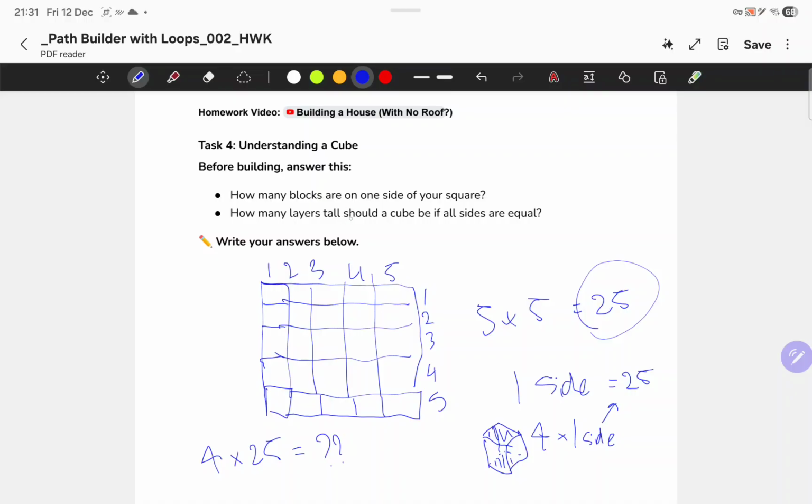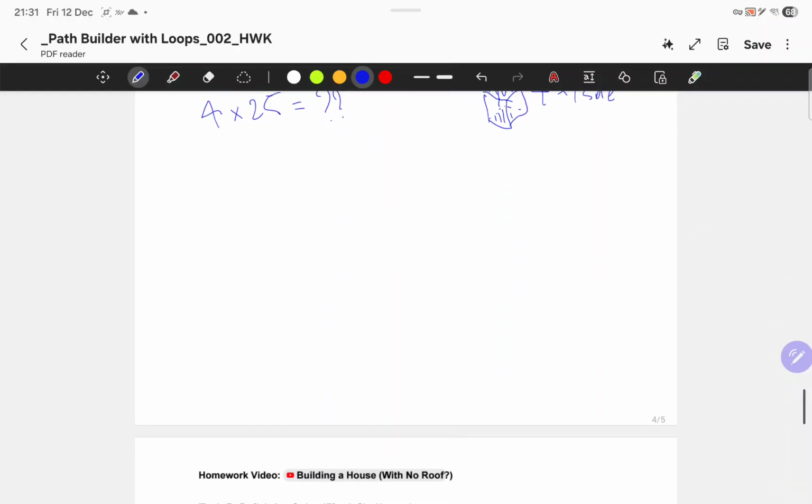So we also need to look at this, right? That's for number 1. How many layers tall should a cube be if all sides are equal? If everything is equal, 5 by 5, well, how many layers do you think it needs to have to make it equal? If everything is 5, how many layers should it have? That should be quite easy too.